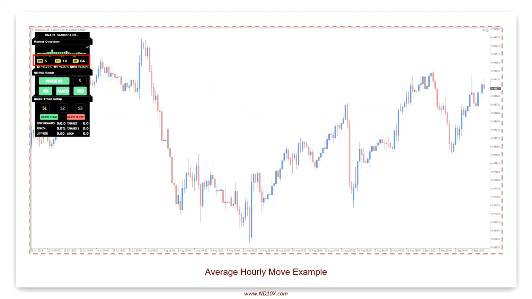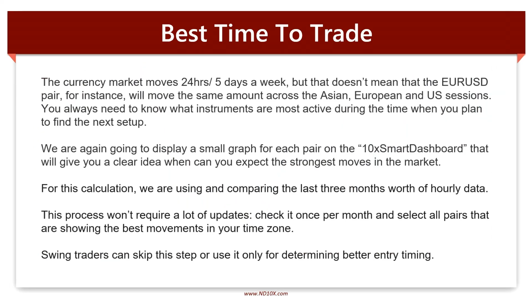Let's see here. Dollar Swiss franc, more or less similar to the Euro USD: 5, 10, and 64. The next thing is the best time to trade. The currency market moves 24 hours, 5 days a week.